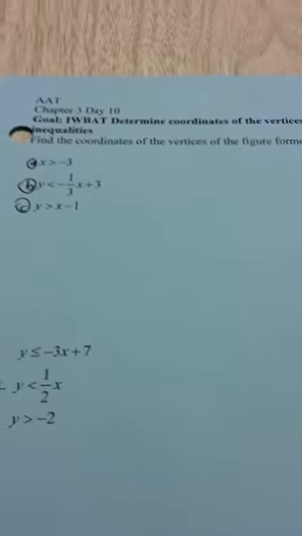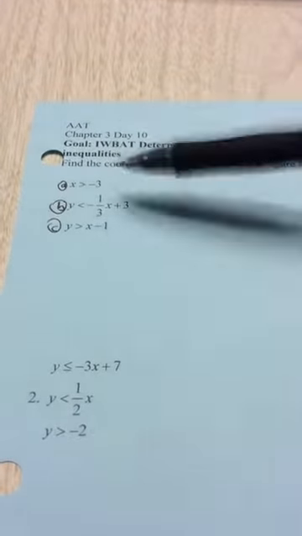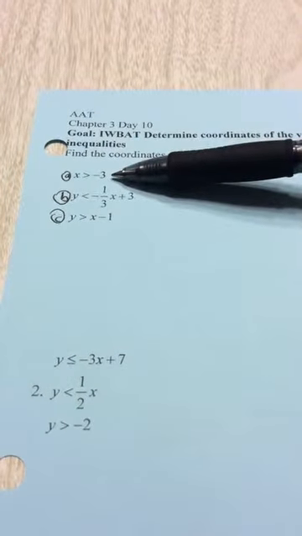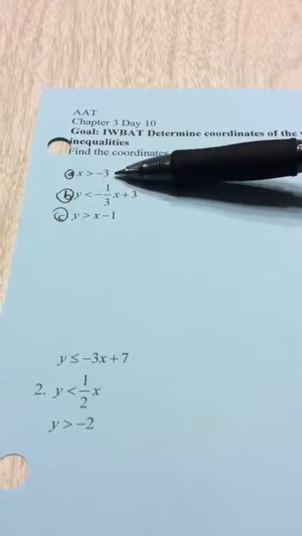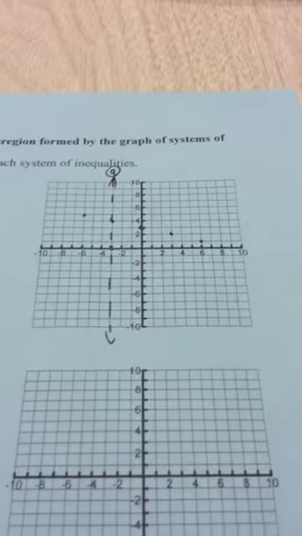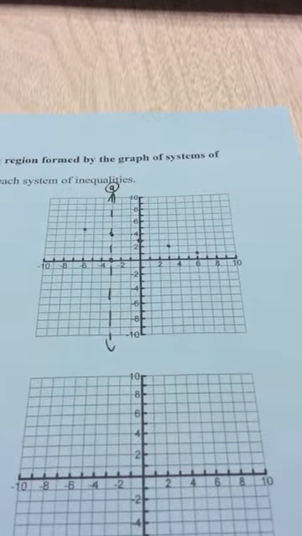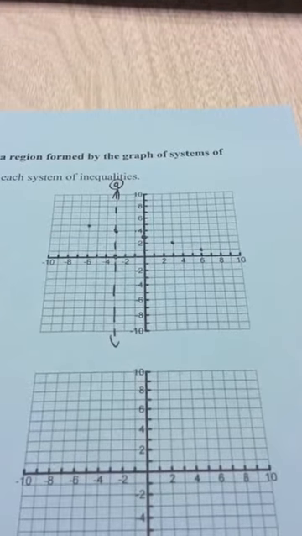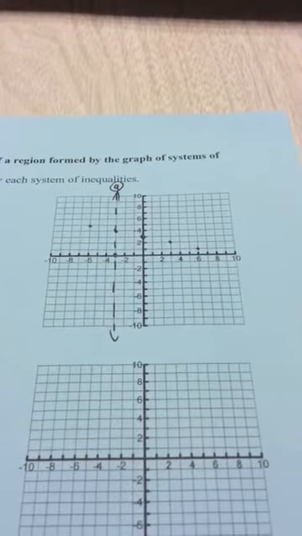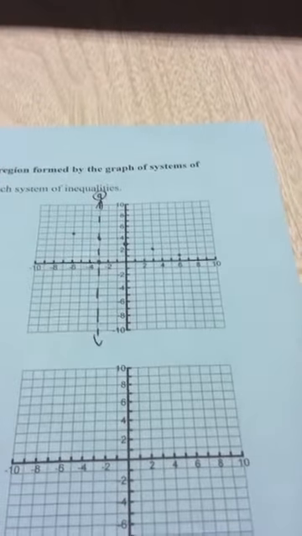And if you remember from yesterday, when there is just an X like this in our inequality, that means it's going to be a vertical line. So I've already started to graph a little bit. So look what I have so far. Inequality A is X is greater than -3. And then I started graphing inequality B, which is Y is less than -1/3 X plus 3.